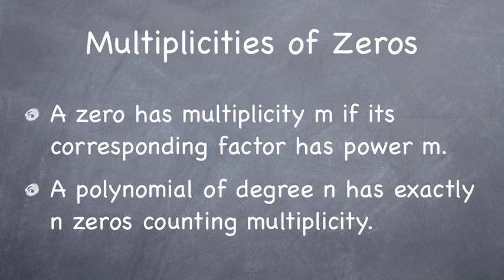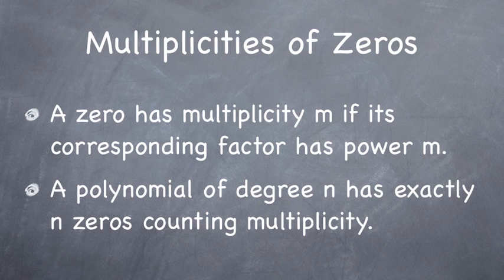What we mean by the multiplicity is that if we look at the fully factored polynomial, and at the zero's corresponding term in that factorization, the exponent of that term is going to be the multiplicity of the zero. So for example, if in our factorization we have an x minus 1 cubed term, that means that the zero x equals 1 has a multiplicity of 3.